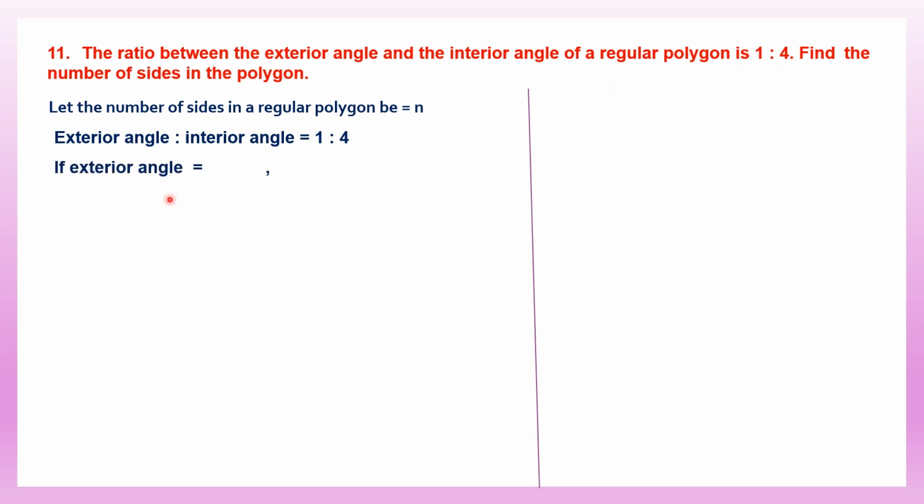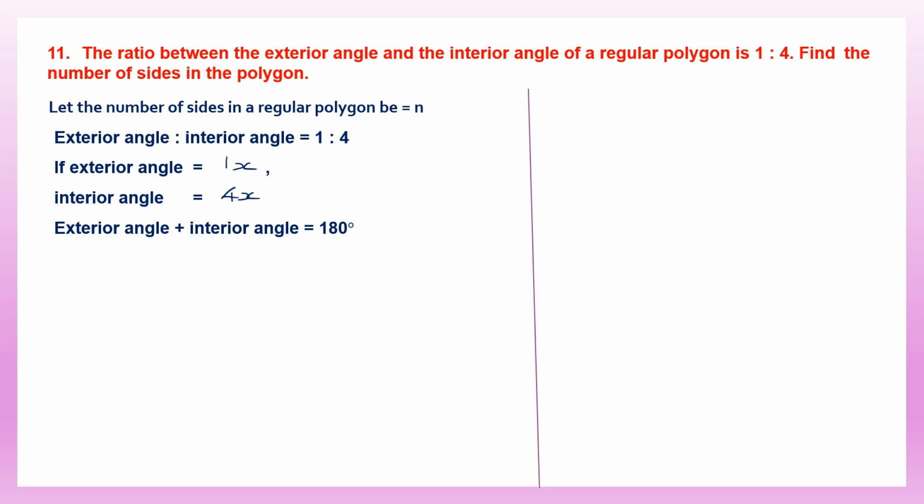So if we take the exterior angle to be the first number here, that is 1x, then the interior angle will be 4x. Okay, I have looked at the ratio. Exterior angle is 1x, so interior angle will be 4x. Now, let's use the property of exterior angle plus interior angle. So what is that? Exterior angle plus interior angle is equal to 180 degrees. If we use this, we can find the value of x.